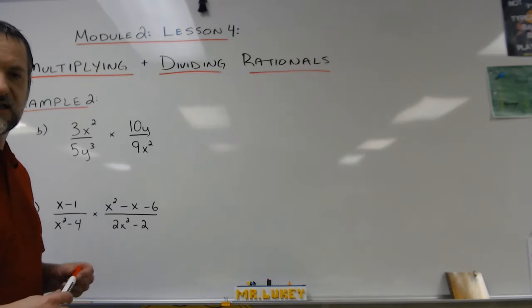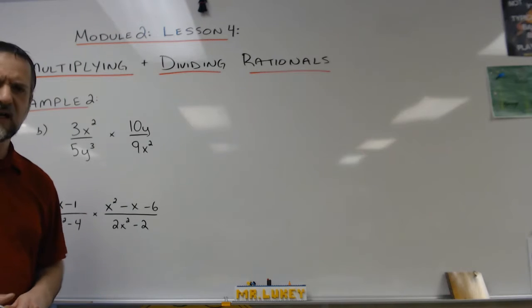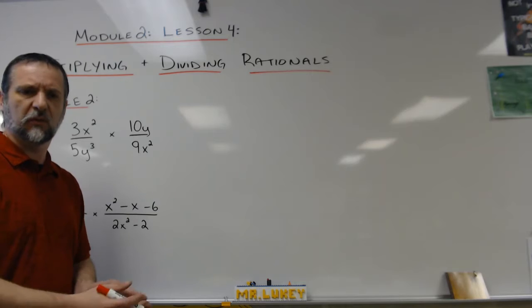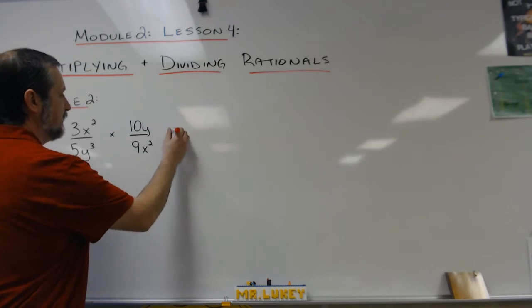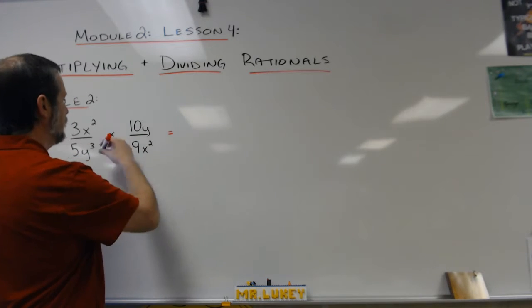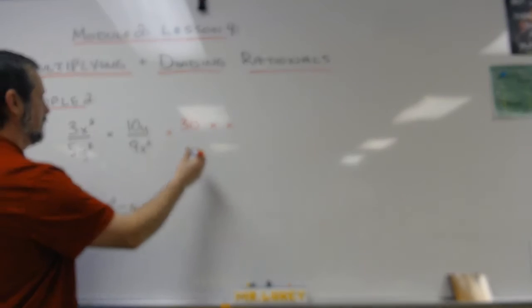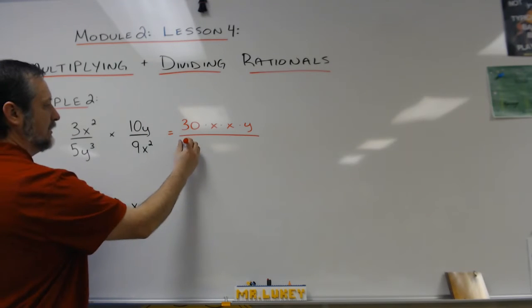So we are looking at examples 2b and 2c. For 2b, the way they write this out, I'm okay with you writing it out the long way, but we should reach a point where we don't need to. We should be able to jump straight at it. But it's good practice to see visually what's happening. So this is going to be 3 times 10, 30, times x times x times y, and this is going to be all over 5 times 9, which is 45.